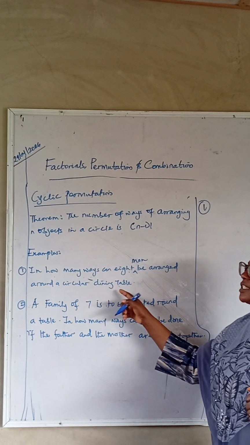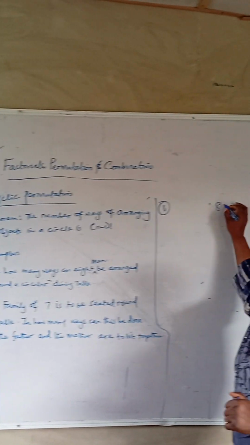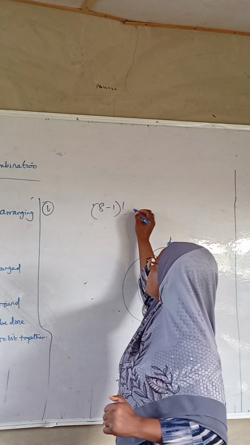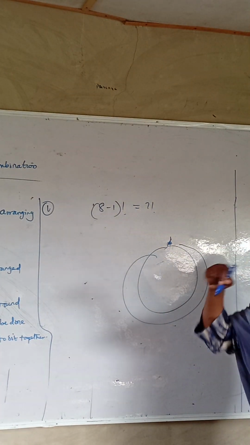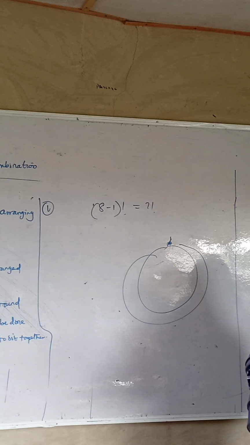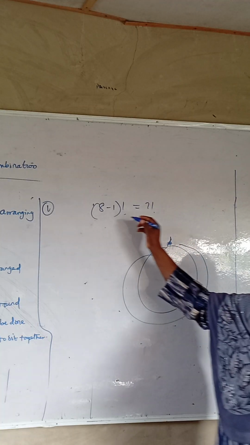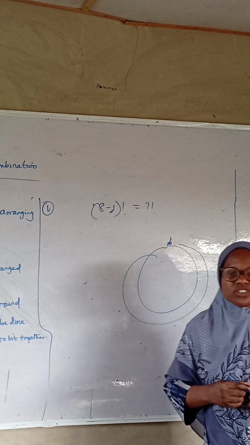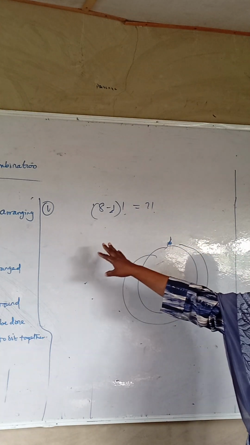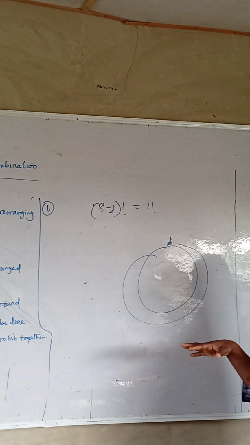In how many ways can 8 men be arranged around the circular dining table? It will be 8 minus 1 factorial. That's 7 factorial. This one is representing the person in the fixed position. The first person you are picking is this person. That person will be in a fixed position. So what will you now be arranging? You'll be arranging the remaining 7 people. I hope that is understood.